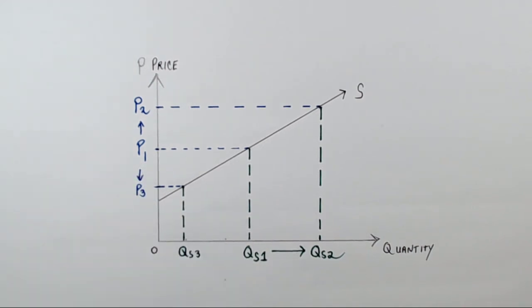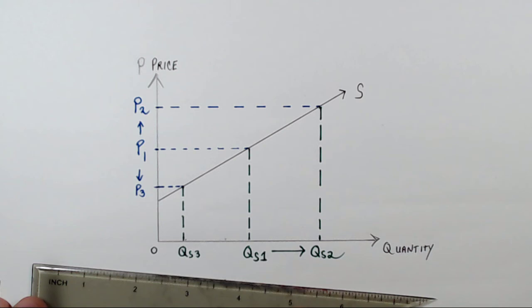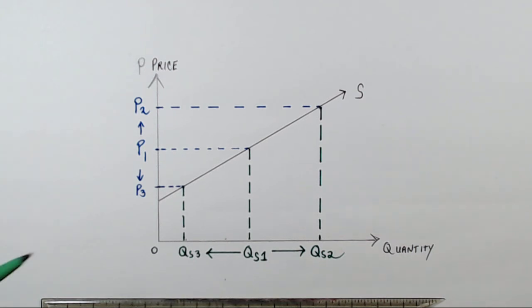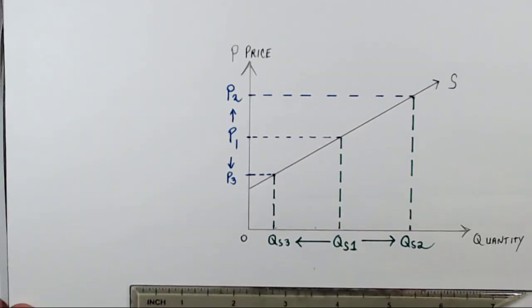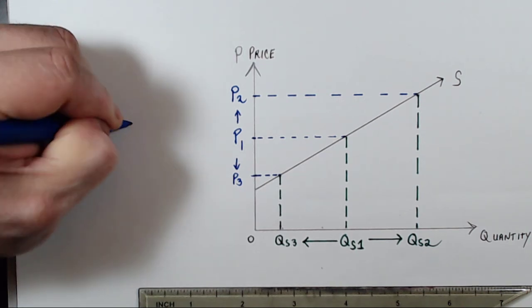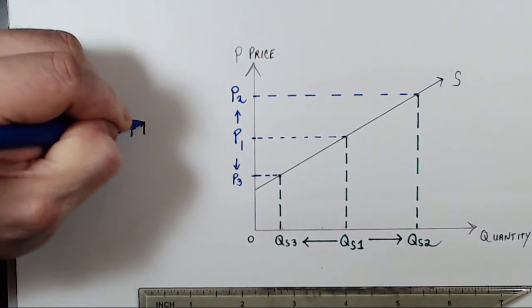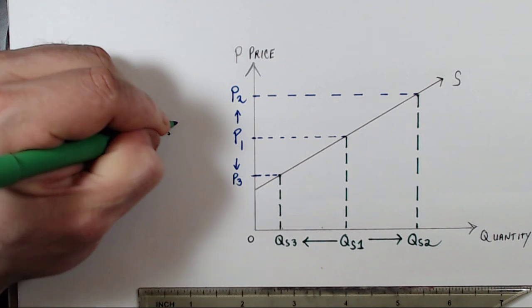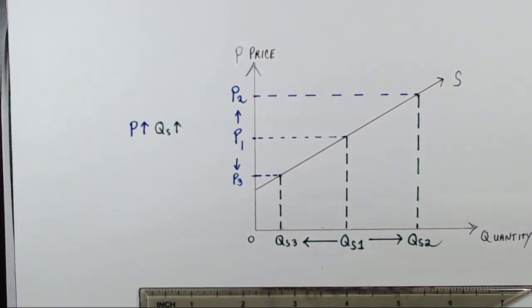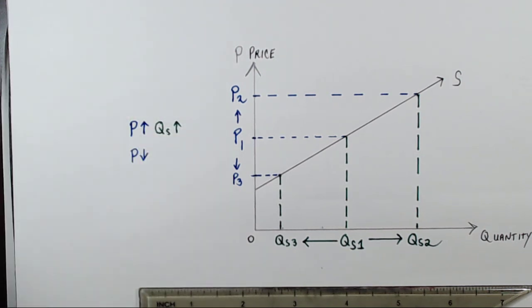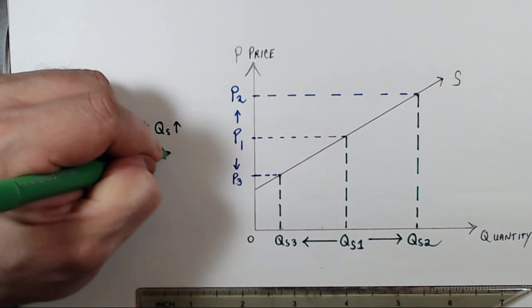Now, what do we observe? We see that price dropped, and we see that quantity supplied also dropped. So once again, even though both went down, that's a positive correlation. So price and quantity are positively correlated. Now here's how we can express that. We can say price goes up, quantity supplied goes up. When price goes down, quantity supplied goes down.